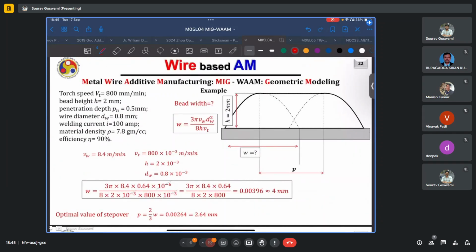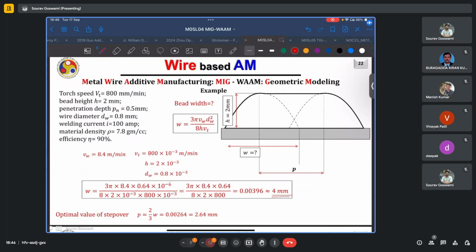Now we need to find the bead width, and we already have the expression for it. W is equal to 3 pi VW dW square by 8h Vt. Vt, or the torch speed, is given to us. Diameter of the wire dW is given to us. VW we already found from the working curve. So this W can be calculated, and this comes out to be approximately 4 mm. More exactly, it is 3.96 mm.